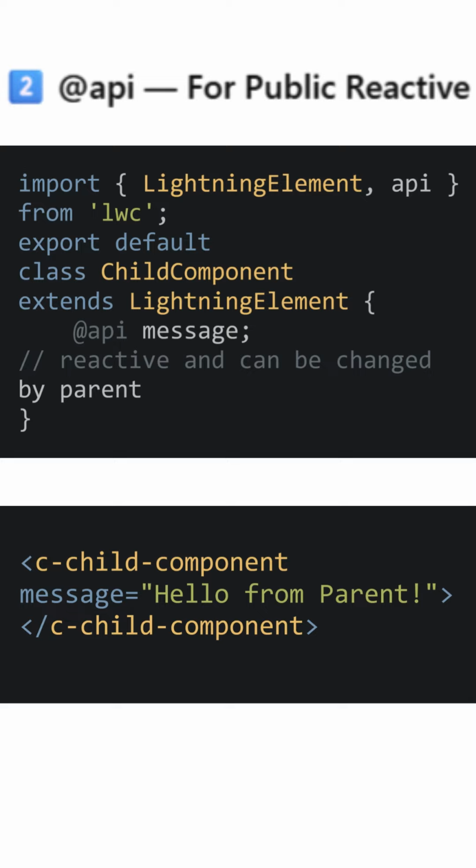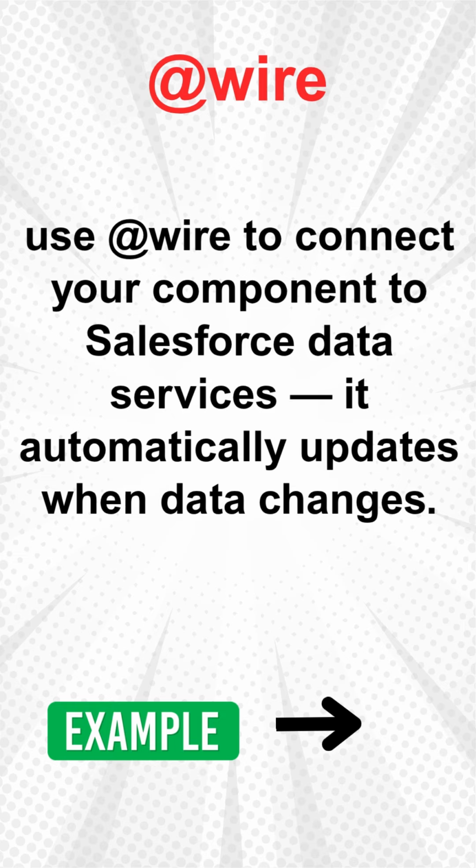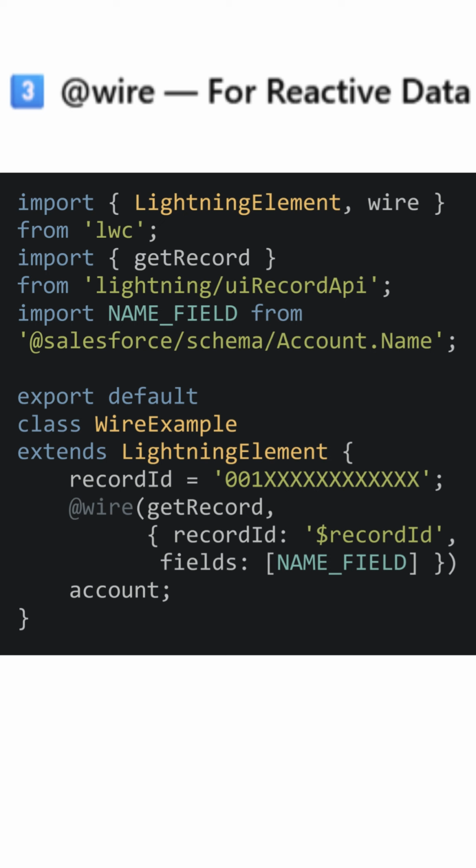The third one is @wire, used to connect your component to Salesforce data or an Apex method. When the wired data changes, the component re-renders automatically, making it reactive to Salesforce updates. For this, first we need to import the method from the class. As you can see here, it is import, then the method name getRecord from lightning/uiRecordApi. In this way you can import your method from the class.